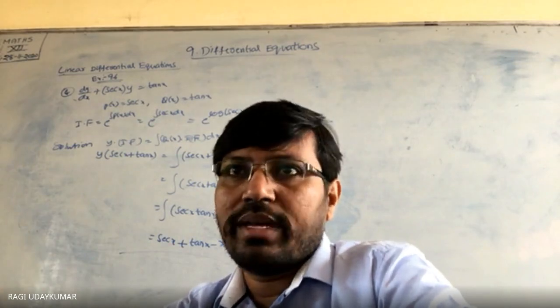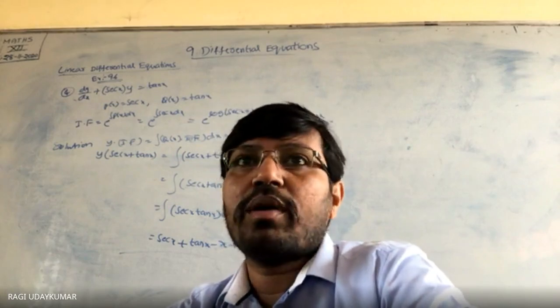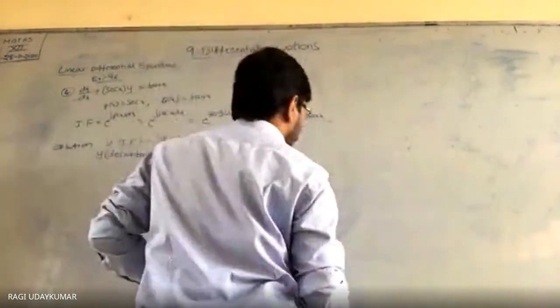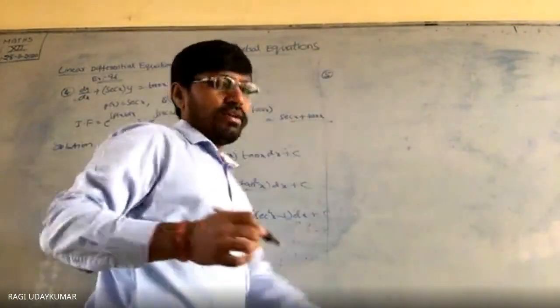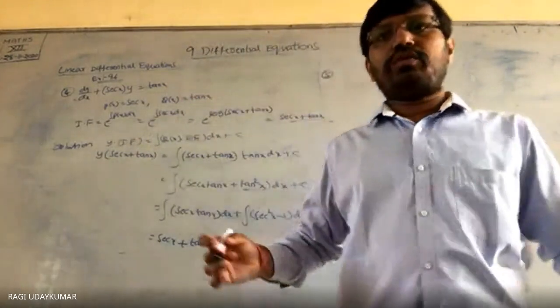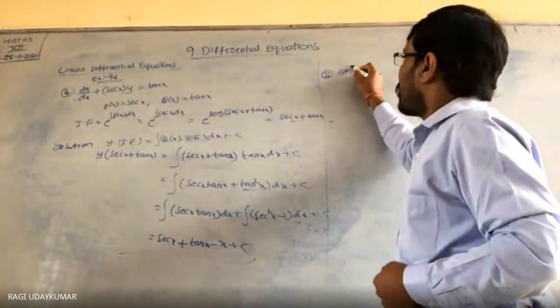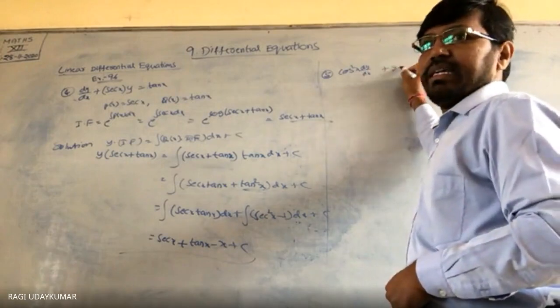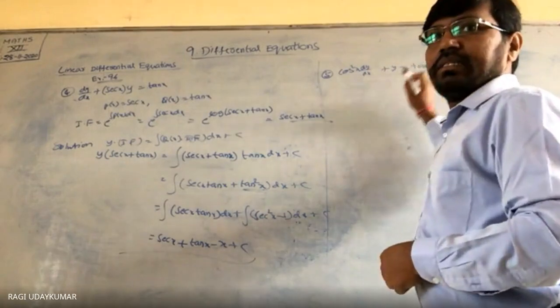Fifth problem, cos square x is given to you. It is not given in direct form; you have to change it into the direct form. So what you have to change here? It is given to you cos square x dy by dx plus y is equals to tan x.